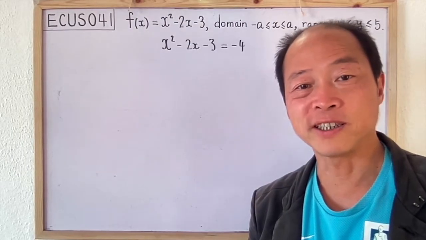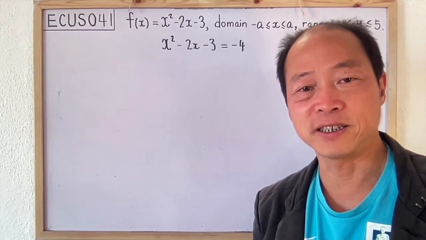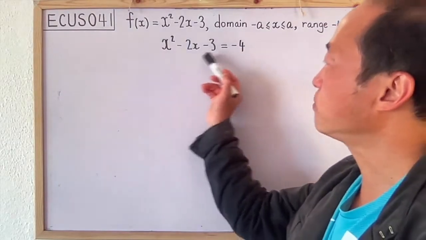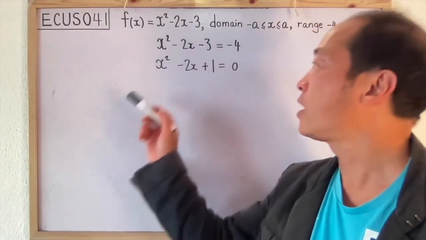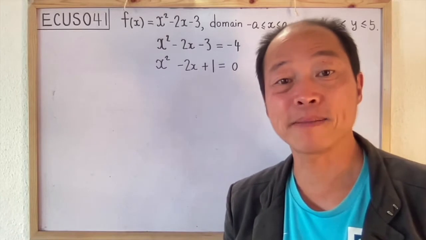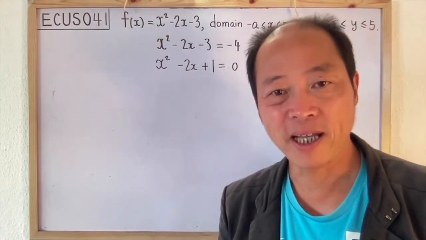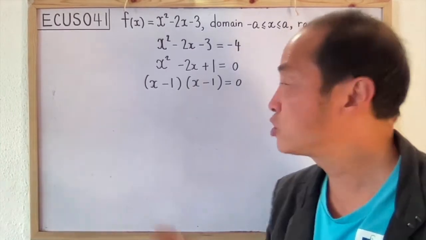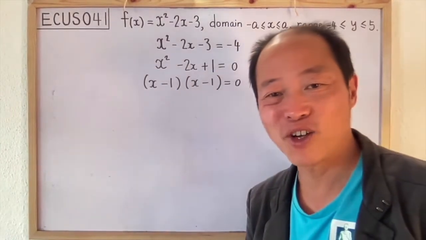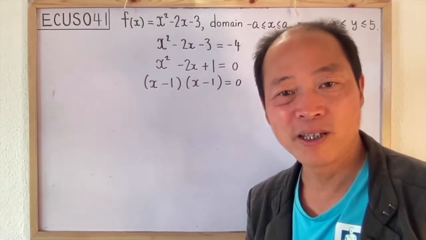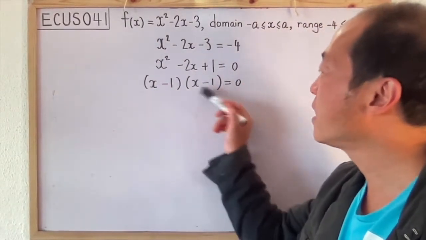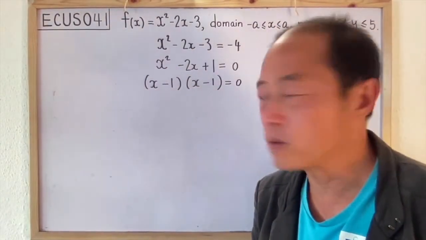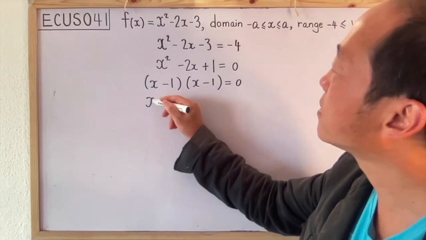To solve a quadratic equation, it is often a good technique to make the right of the equation 0. To do it, we add 4 to both sides. The left can be factorized as x minus 1 times x minus 1, and the equation becomes (x minus 1)(x minus 1) equals 0. We know that when two numbers multiply to each other and the result is 0, either of the two numbers has to be 0. When this pair of brackets is 0, x has to be 1.